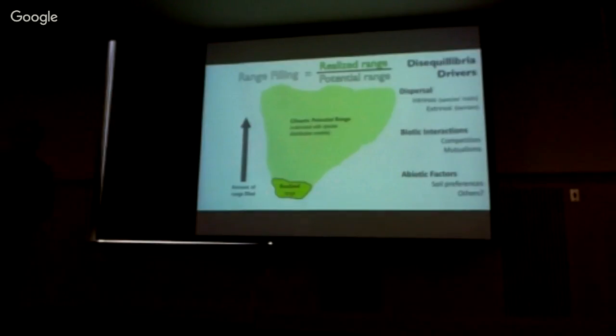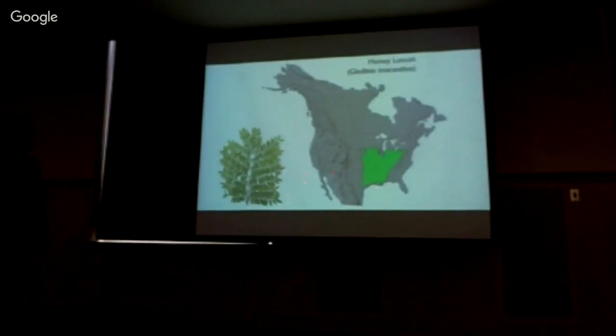To give you an example of what this looks like when I run it on a real species, I'm going to start with the species range here, honey locust. Honey locust is a tree that is not native to Maine, although we sometimes have it planted here. You can see its realized range here. This is all the places where it's growing and reproducing naturally. Then I look at the climate within the species range, using climate variables that I think are important for predicting where the species will be.